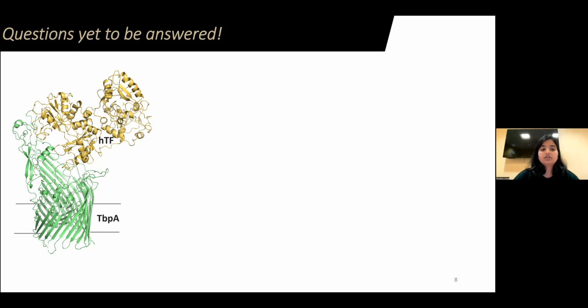The crystal structure I showed you 2 slides ago was solved with transferrin which had no iron in it. So we wanted to see how the structure looks when the iron is present in the complex. If we have an iron bound structure and we already have a non-iron bound structure, then we can understand the mechanism of iron extraction and import. That was question number 1.